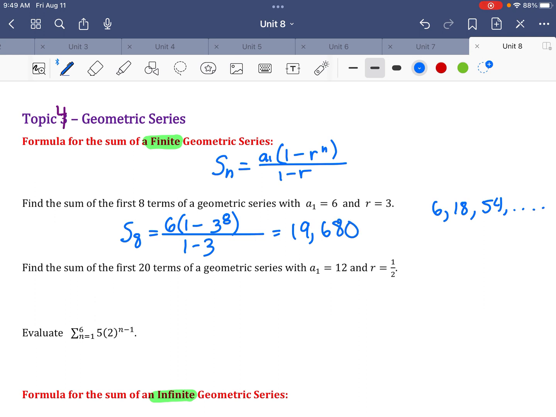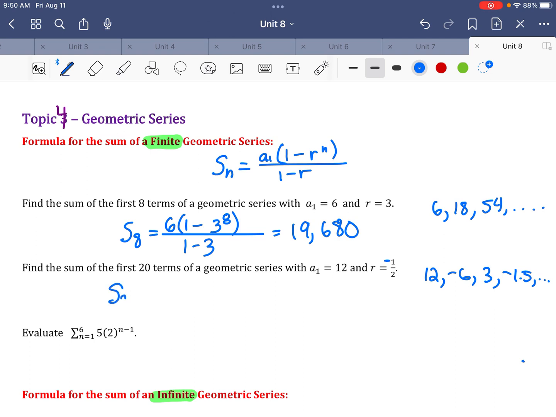All right, just to make things a little bit more difficult in this next one, I'm going to put a negative sign on this 1/2 just to show you some stuff. Find the sum of the first 20 terms of the geometric series where the first term is 12 and the common ratio is negative 1/2. Let's write out the first few terms. 12 multiplied by negative 1/2 is negative 6. Then multiplied by negative 1/2 would be 3. Then negative 1.5, and so on. So the numbers are alternating.